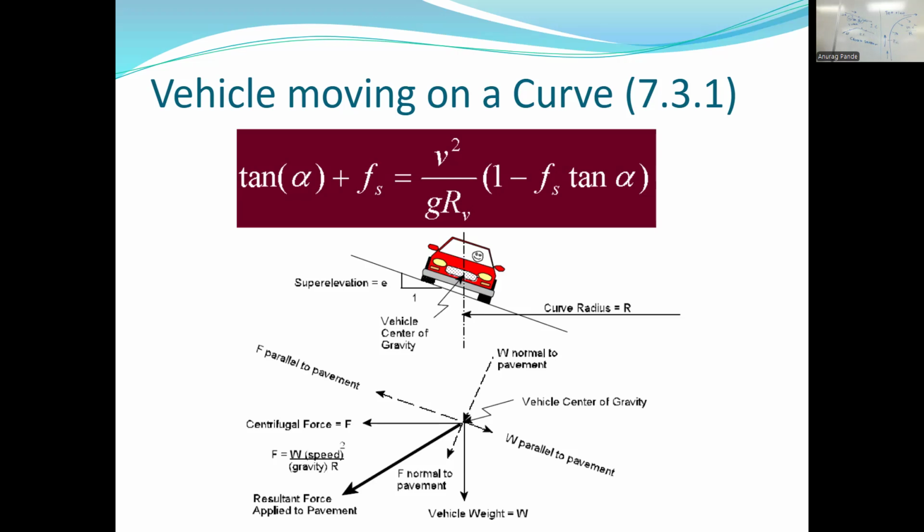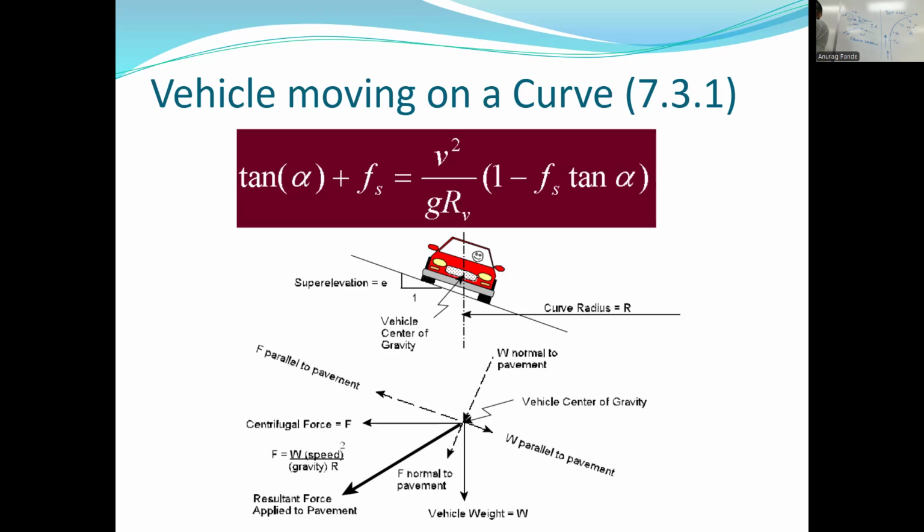Fs is the coefficient of side friction. Okay, V squared over g R_V. V stands for the speed. G is the gravitational acceleration constant. And R_V represents radius, but we put that subscript V in there to denote something specific about roadway design, because remember I said this force depends on the radius. So think about a 2-lane road or a 4-lane road or whatever. This force that you need will vary depending upon which lane you're in, right?